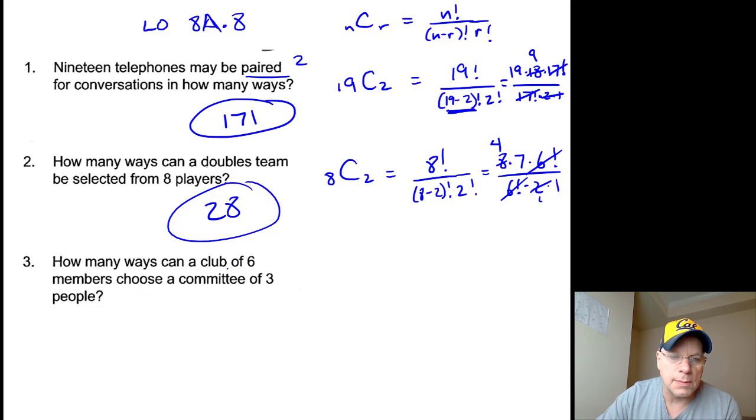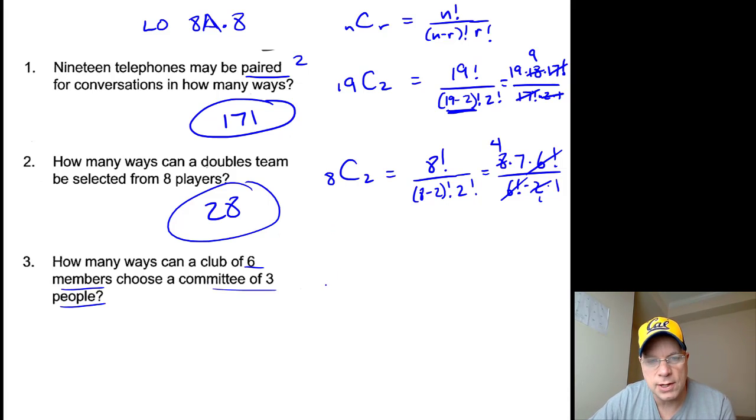How many ways can a club of 6 members choose a committee of 3 people? So you've got 6 people to choose from, and you're selecting 3 of them to be on a committee. So any order of those 3 people is the same committee as any other order of those 3 people, which makes it a combination of 6 people selected 3 at a time. 6 factorial over 6 minus 3 factorial, 3 factorial.